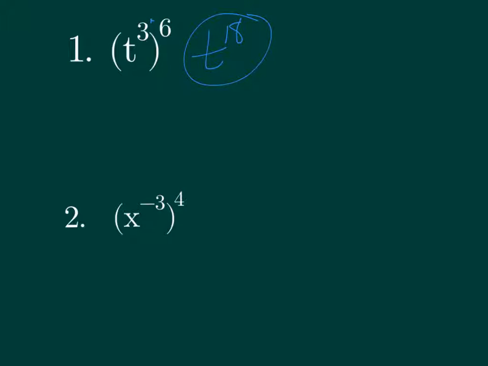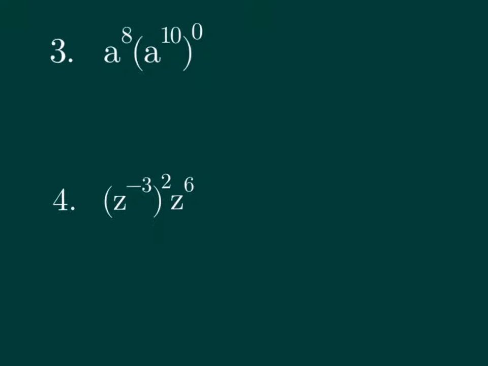All right, next one, we have x to the negative 3rd to the 4th, which gives us negative 12. But remember, we can't have negative exponents. So to get rid of the negative exponent, I move it to the opposite. It becomes positive, and if there's nothing up there, make sure you put a 1.